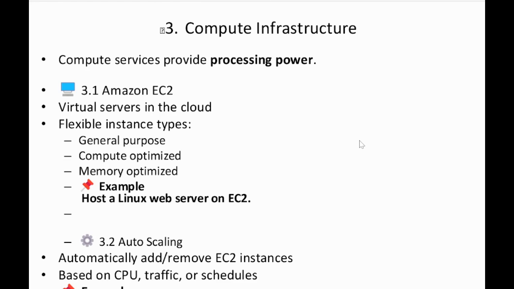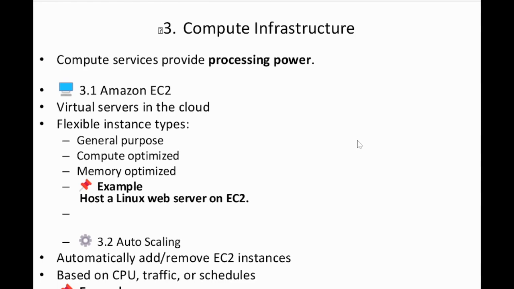Okay, so compute services provide processing power. Like the first one is Amazon EC2. If anyone says Amazon EC2, directly it should come to your mind, okay, this is the processing power and this is the compute infrastructure. So what is Amazon EC2? It's a virtual server in the cloud, with flexible instance types like general purpose, compute optimized, and memory optimized.